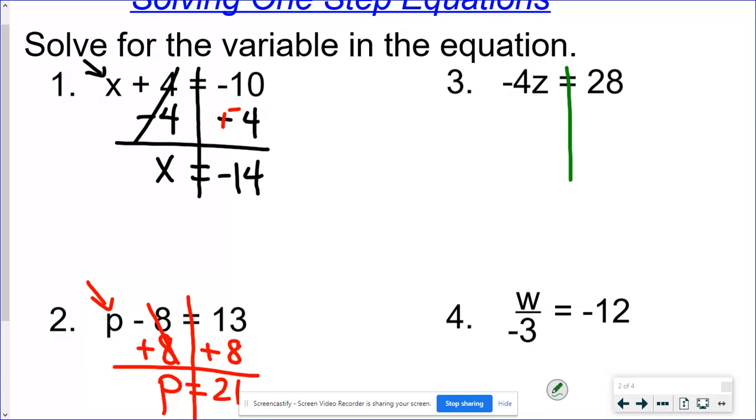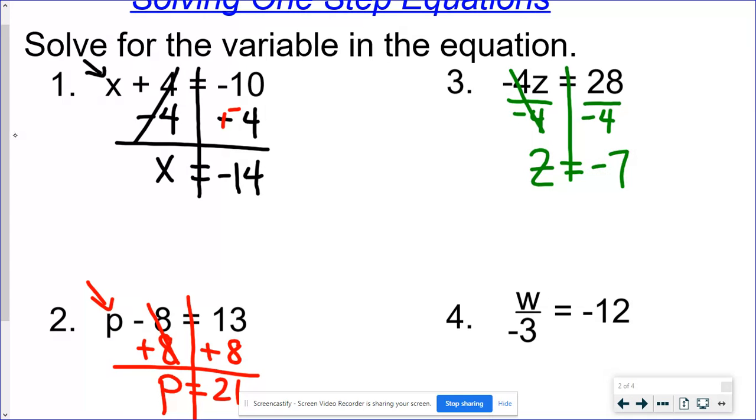Number 3, I need to get the z by itself. I need to get rid of multiplying by negative 4. So I would divide by negative 4. Remember, we show division with that fraction bar. We do not use this kind of division in equations. Those are arithmetic ways to show division. But in equations, we use algebraic methods. And this is how we show our division, with these fraction bars. So negative 4z divided by negative 4 just leaves me with z. That's what I wanted. And 28 divided by negative 4, they're different signs, so that's going to give me a negative 7.